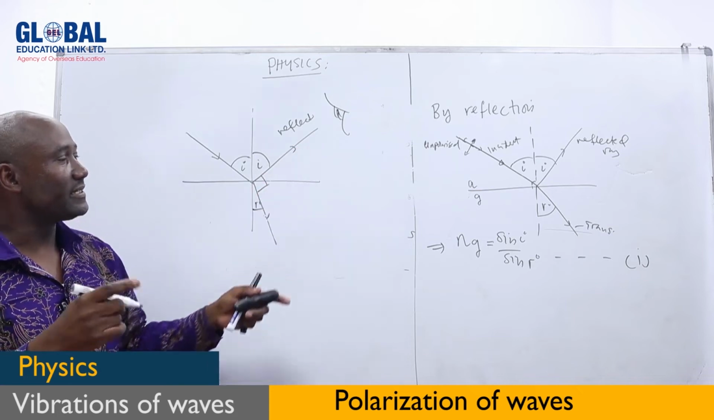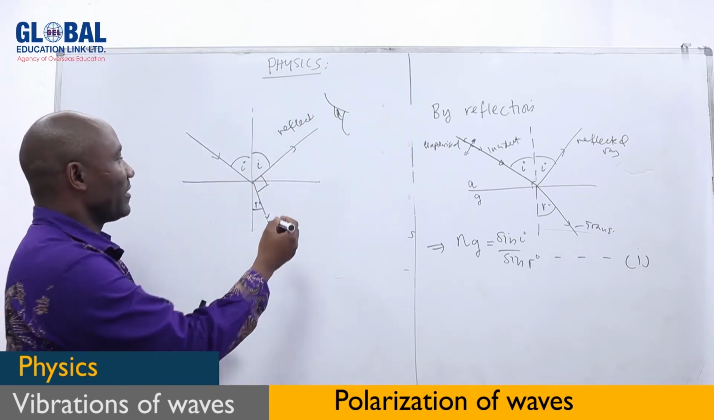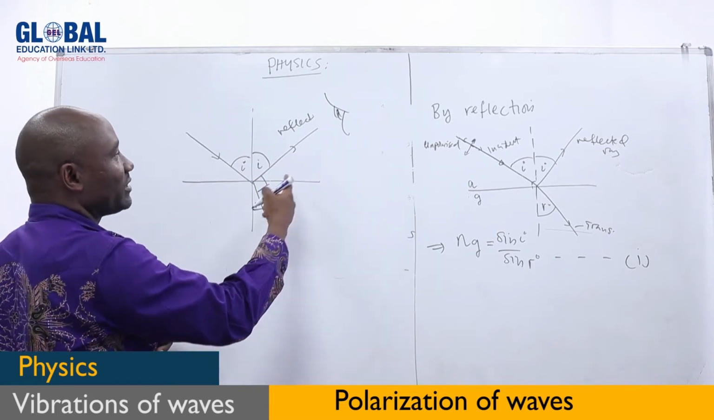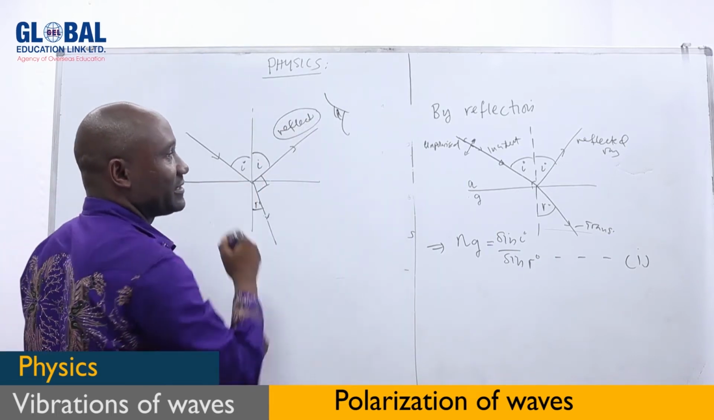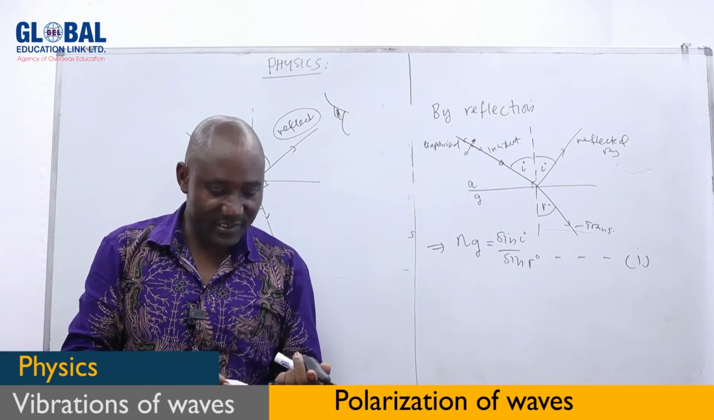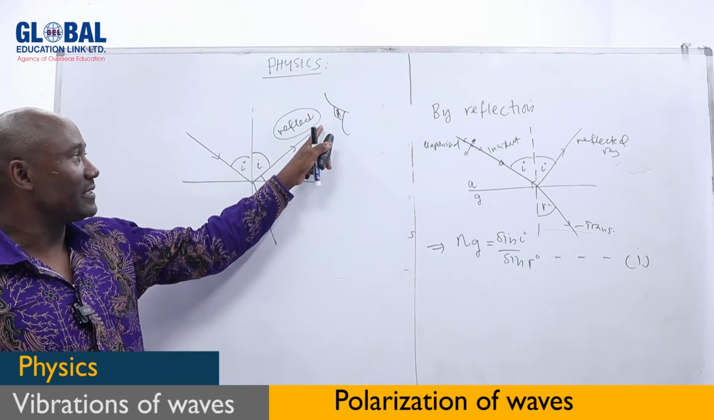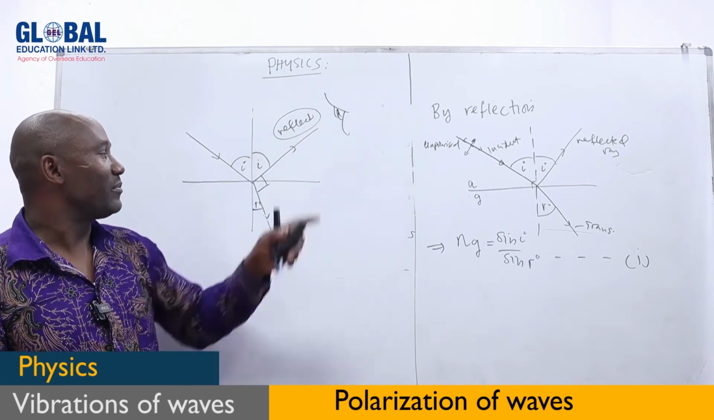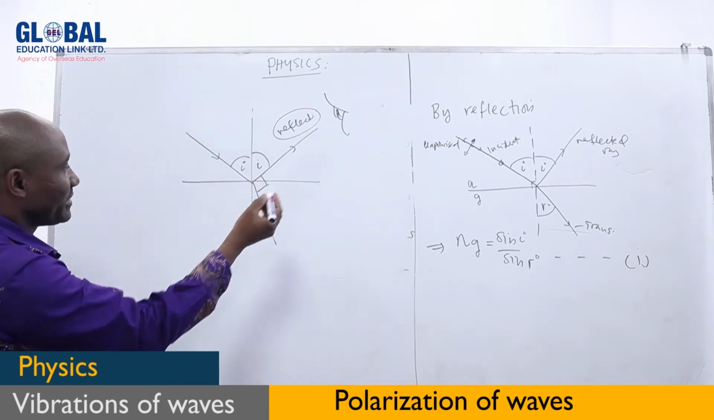Polarized means the vibrations are in one direction. So, in other words, you can produce polarization by using reflection. That's the meaning of producing polarization by reflection. Observing the light which has been reflected from the surface, it has been found that most of the light has been polarized. Now, what does it mean here?